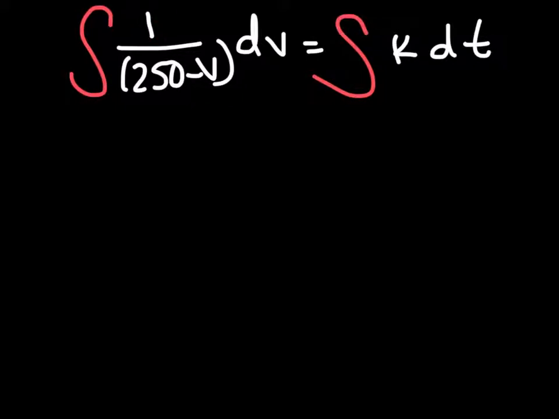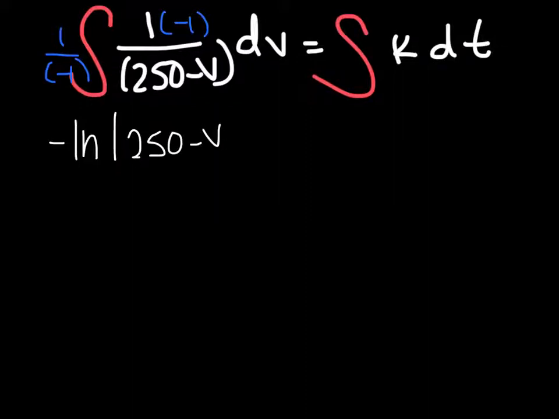You can write in the -1 if you want, -1 and then 1 over -1. Let's actually go ahead and write it in. I'm really multiplying by -1, so I haven't changed the value. Now this is, again, the derivative of this function over that same function. So we are left with negative ln of the absolute value of 250 minus v, and then the right-hand side is just kt plus c.